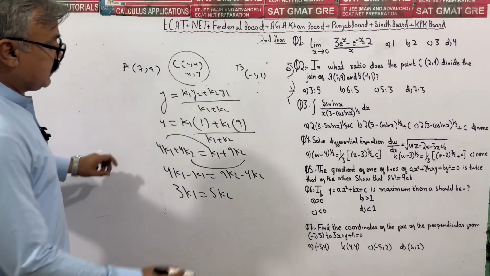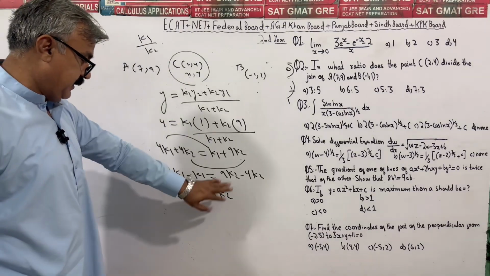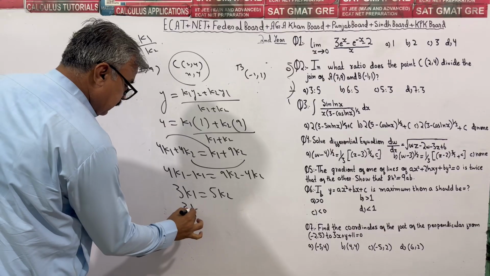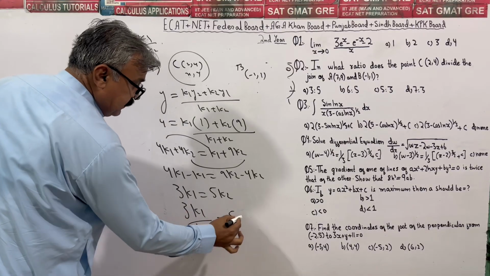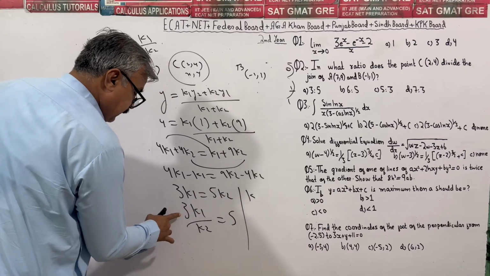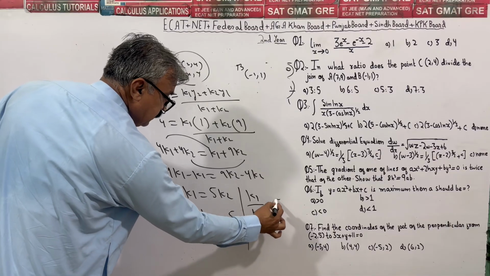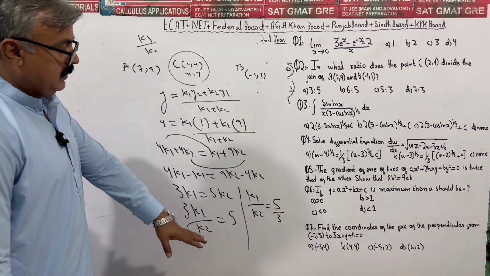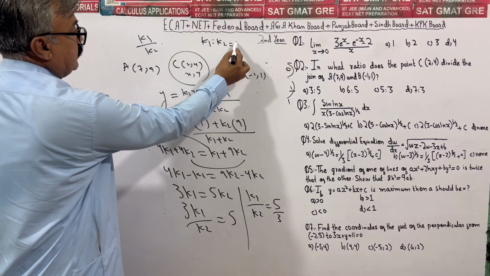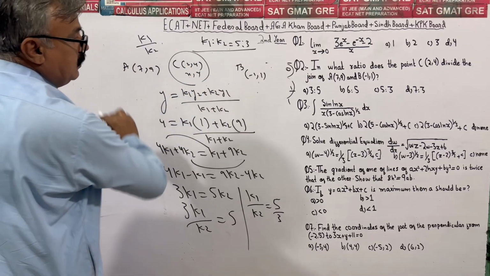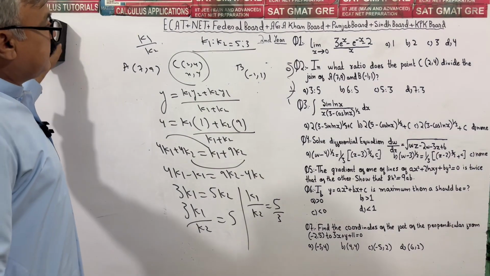We are interested in the ratio k1 : k2, which means k1 over k2. Shift k2 here: it will become 3k1 over k2, and 3 will go to the right hand side in division. So k1 over k2 is 5 : 3. Look at this, we arrive at the same result. The k1 : k2 ratio is 5 : 3. Okay, moving towards the next question.